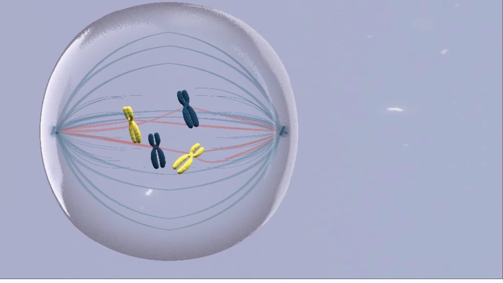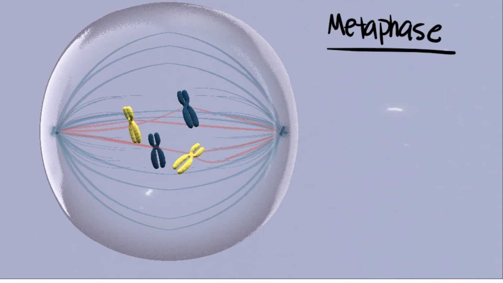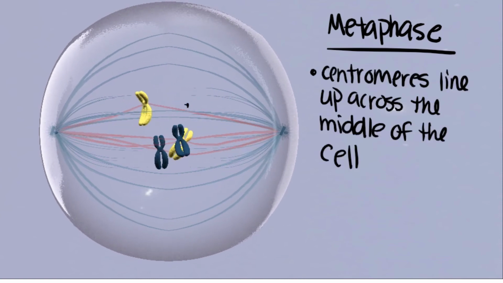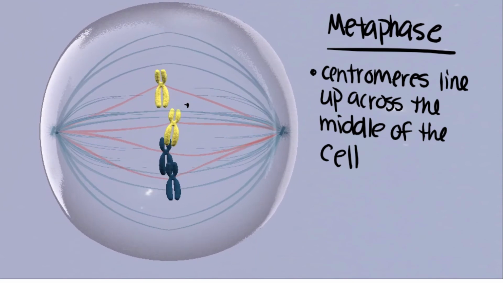Next, we will be learning about metaphase. Metaphase is when the centromeres of the duplicated chromosomes line up across the middle of the cell. As you can see, they start moving to the middle of the cell and line up.